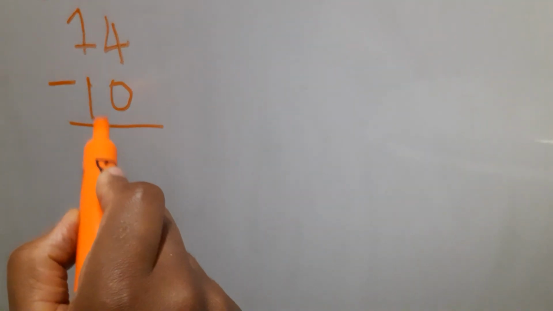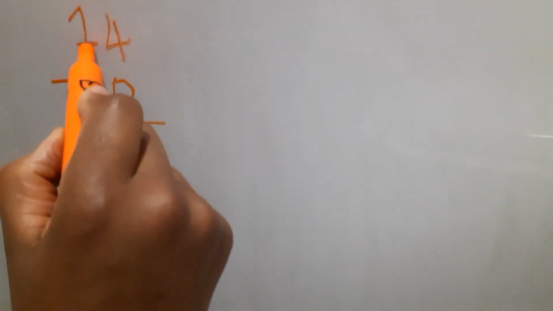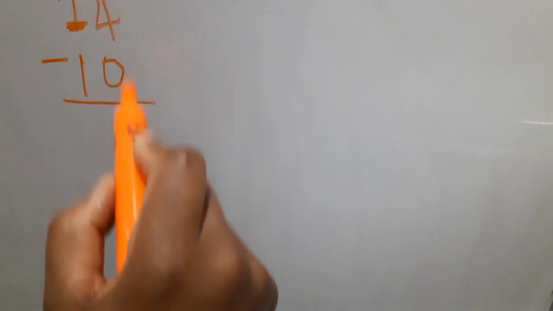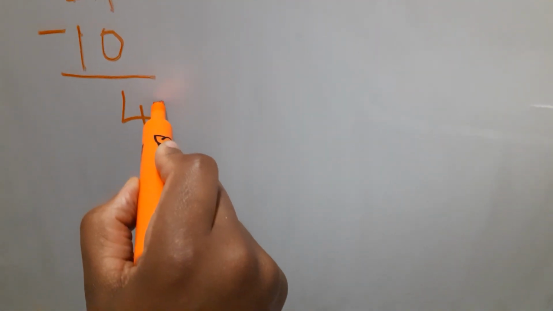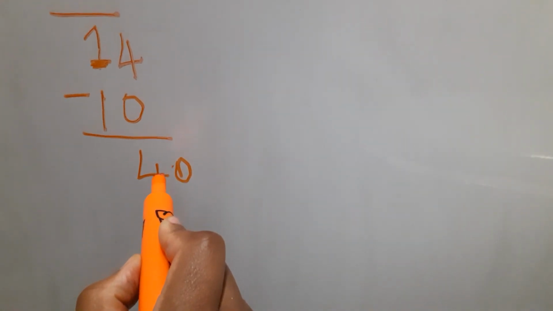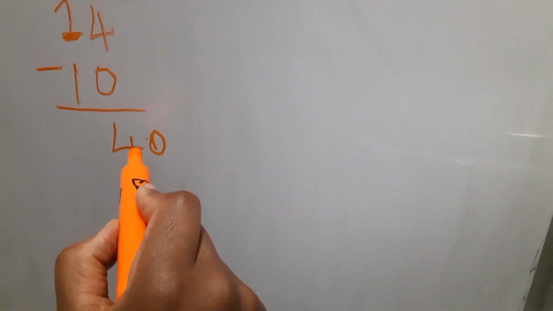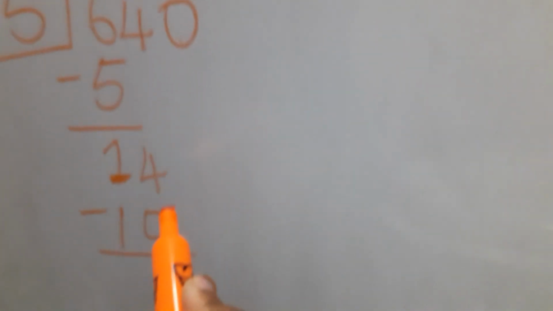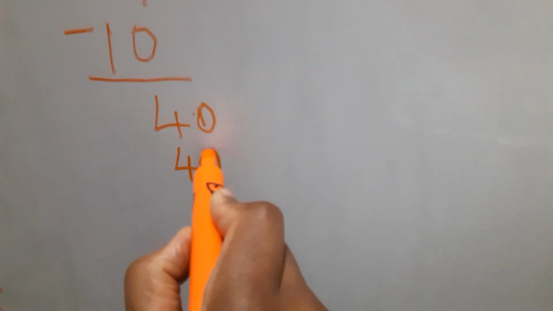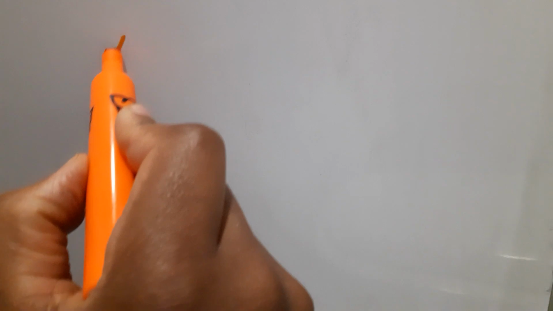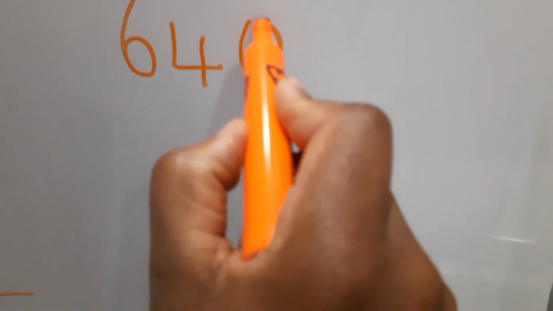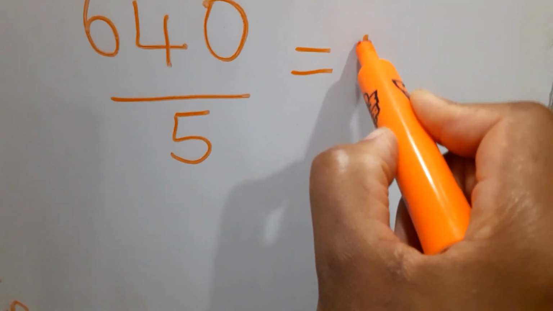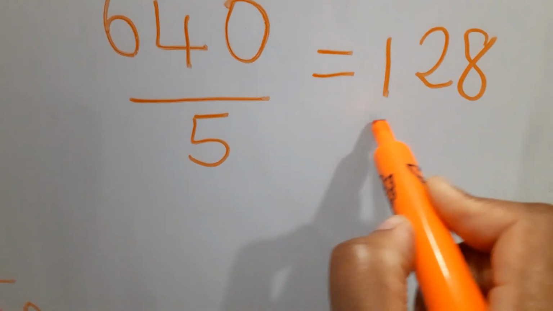And 14 take away 10, sorry. So we have 14 here at the top. Take away 10 will give us 4. Don't forget the 0. So if we bring down the 0, and from our 5 times table, we know that 5 times 8 is 40. We have 8, and at the bottom, 40. So 640 divided by 5 equals 128.